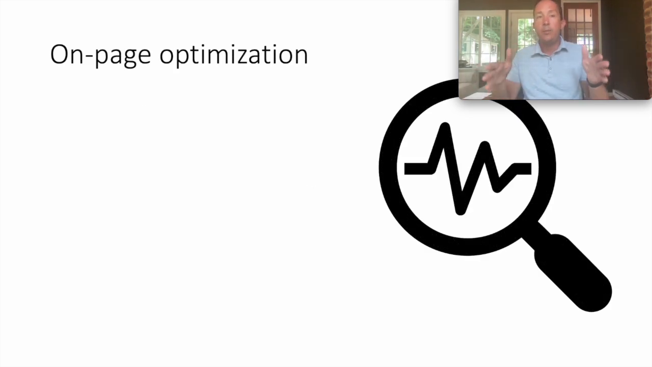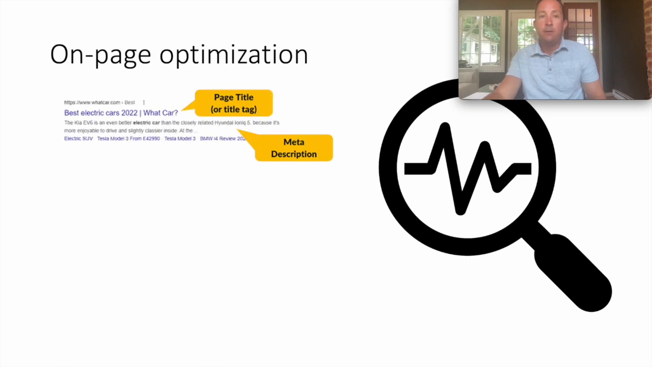So let's talk about on-page optimization. This is really where we're optimizing your particular website, your website pages. The first really major component is what we call meta tags, and within that there's your page title and your meta description. So when we were looking at those organic search results, that's what's showing through on the result.